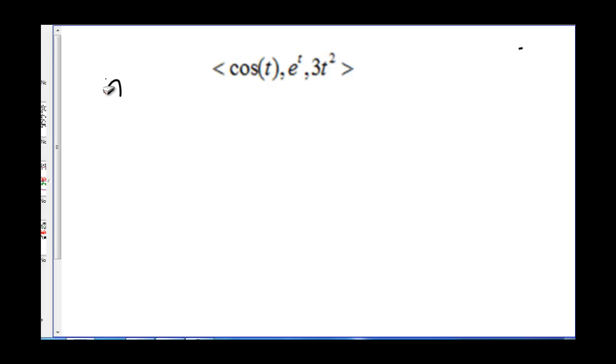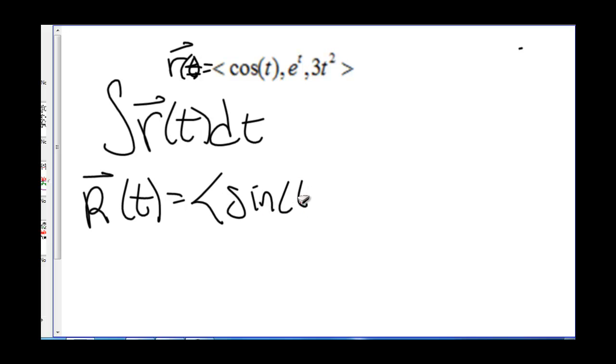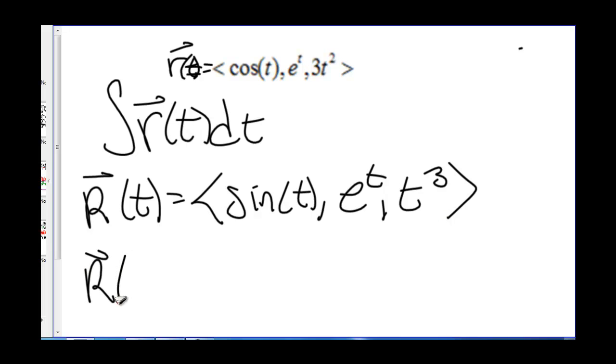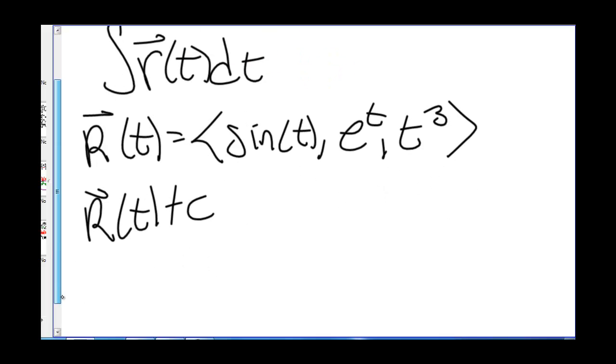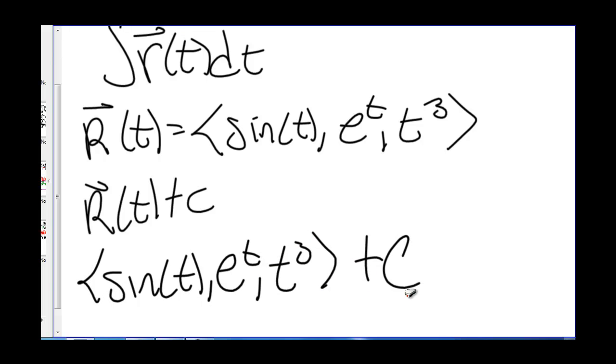So for finding the integral of r of t dt, where this r of t equals cosine of t, e to the t, 3t squared, we need to find our antiderivative, capital R of t. That is sine of t, e to the t, t cubed. So our integral equals R of t plus C. So that's sine of t, e to the t, t cubed, plus constant C.